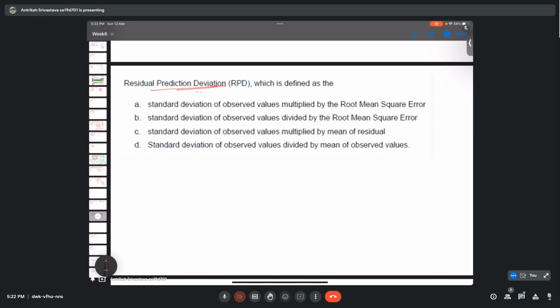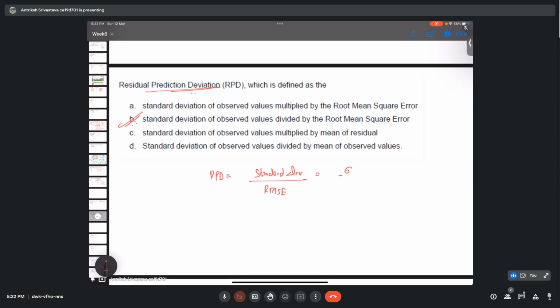Okay, so residual prediction deviation is nothing but, correct. Yeah, Abhishek is again correct. So RPD is nothing but standard deviation divided by RMSE, root mean square error. So sigma divided by RMSE. I don't think it is much important, but yeah.